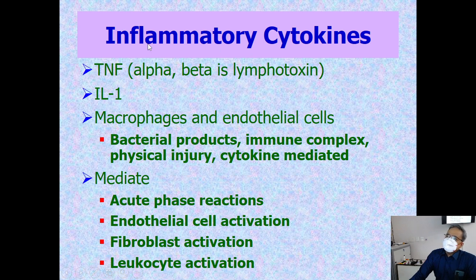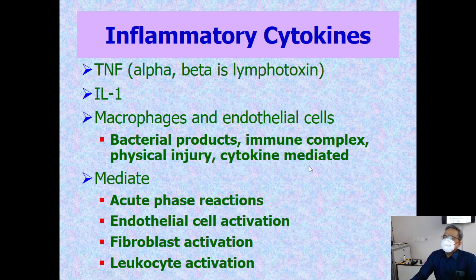The most important inflammatory cytokines are these: TNF, interleukin, and then typically these TNF alpha and interleukin ones are released by macrophages and endothelial cells and act also on macrophages and endothelial cells. So they do both. They are released also there and they act also there in addition to other things.